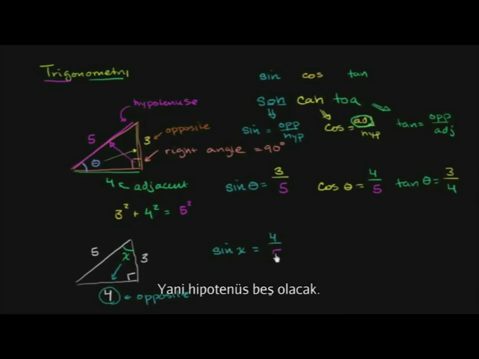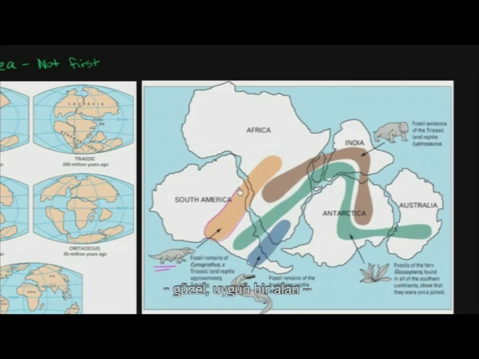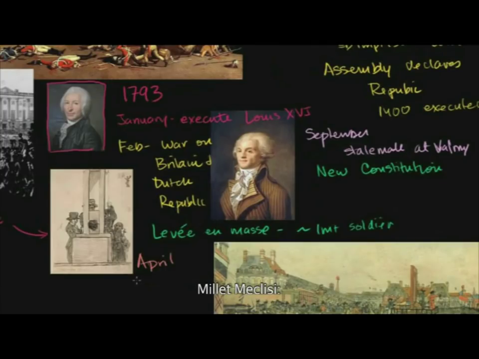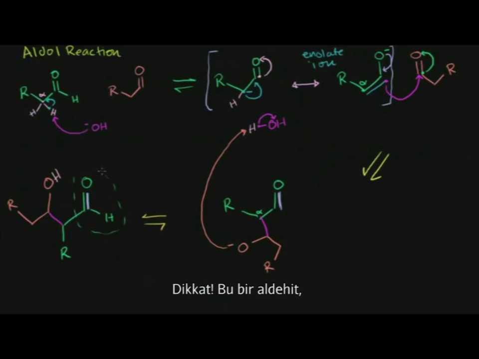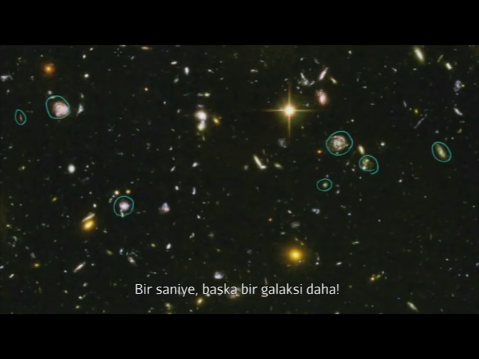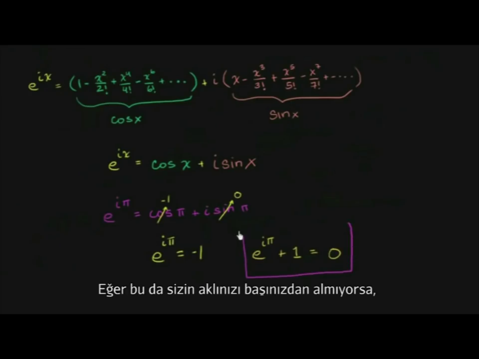So the hypotenuse is now going to be 5. This animal's fossils are only found in this area of South America, a nice clean band here, and this part of Africa. We could integrate over the surface, and the notation usually is a capital sigma. National Assembly, they create the Committee of Public Safety, which sounds like a very nice committee. Notice, this is an aldehyde, and it's an alcohol. Start differentiating into effector and memory cells. A galaxy. Hey, there's another galaxy. Oh, look, there's another galaxy. And for dollars, is there $30 million plus the $20 million from the American manufacturer? If this does not blow your mind, then you have no emotion.